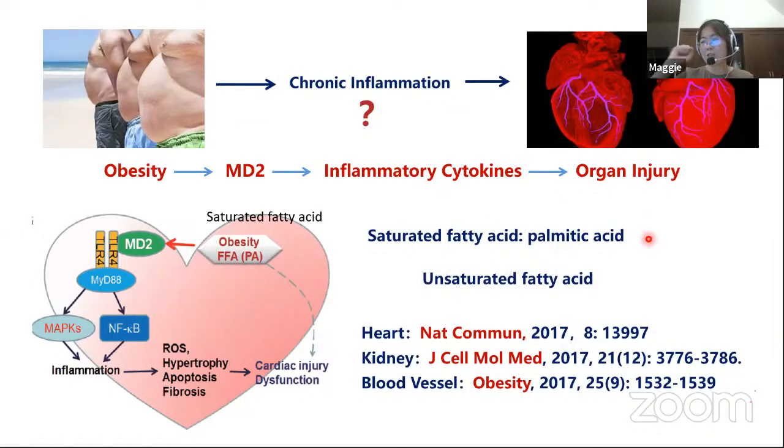And one interesting finding is that we found that unsaturated fatty acids, for example, from oily fish, can block the harmful effect of this saturated fatty acid. So some unsaturated fatty acids may help to maintain the health of our heart. So it makes sense to this point.